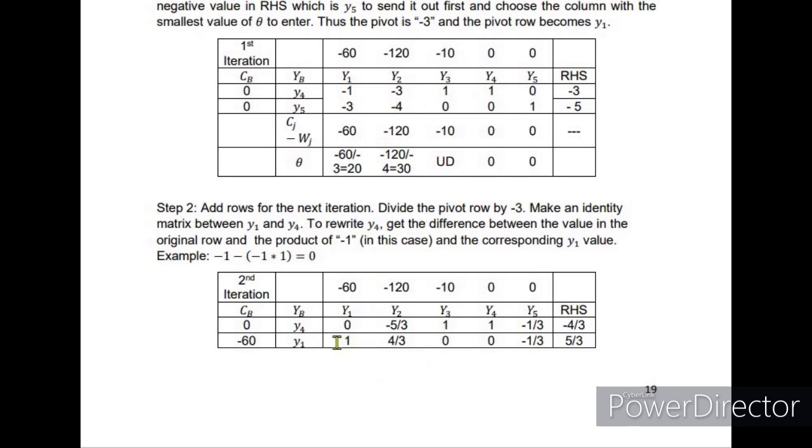So it will turn out like this. You will do that up to the value of RHS. Then we will get the identity matrix between the basic variables y sub 4 and y sub 1. So what is the multiplier we can use to make this value 0? The previous value is negative 1, so we will use that number, because 1 times negative 1 is negative 1. So negative 1 minus negative 1 will become 0. So you will do that for the rest of these numbers up to the RHS.